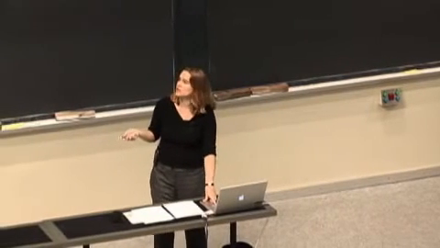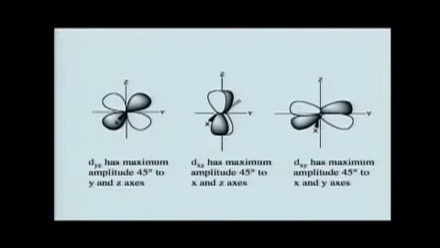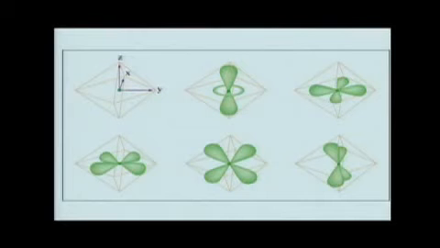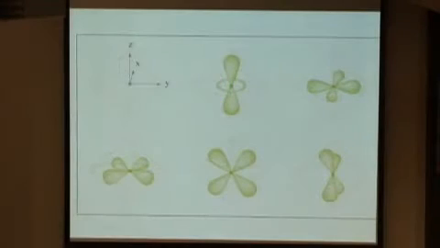So now let's look at them in terms of where they're drawn so you can see them a little bit better. And so why don't we try to learn to recognize all of these. So what is this one called? dz squared. What is this one? So its maximum amplitude is along x and y. dx squared minus y squared.